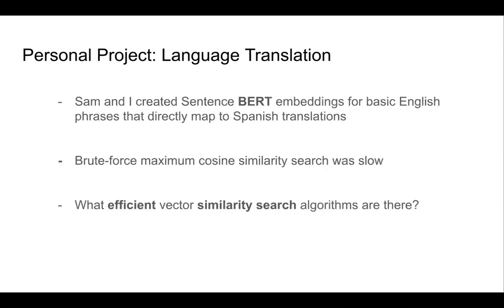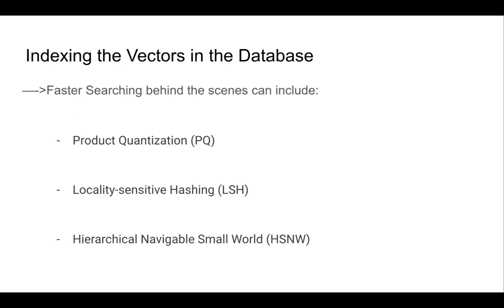So Sam and I were working on this, and effectively we used SBERT, and we created embeddings for the English, and then we were doing a brute force cosine similarity search to find the highest cosine similarity English phrases to other ones in the data set. And as we were testing out if this was scalable, it started becoming very, very slow. And this posed an interesting question: what efficient vector similarity search algorithms are there?